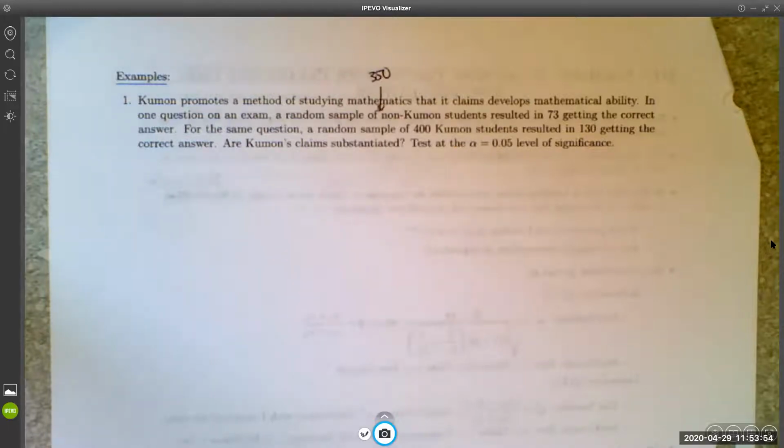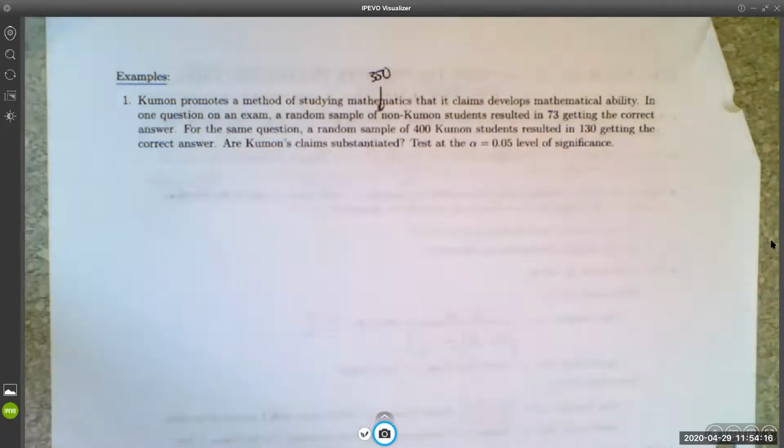Okay, so go ahead and give the video a pause. See if you can set up the null and alternative hypotheses, okay? See if you can answer those two questions that we talked about on page 1. What parameters am I testing? Are the samples independent or dependent? All right, so give the video a pause, see if you can do those things.